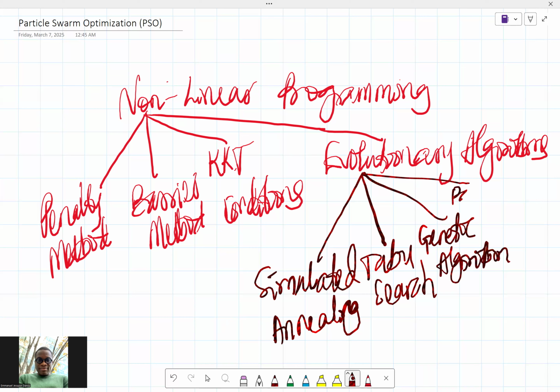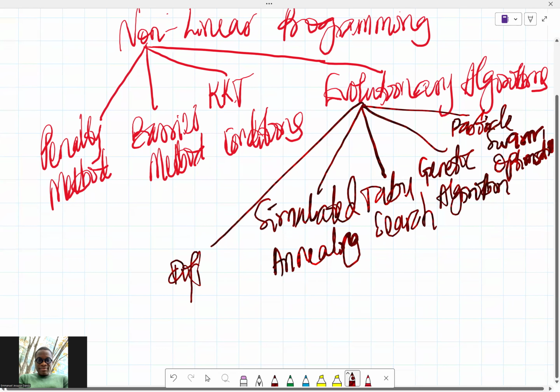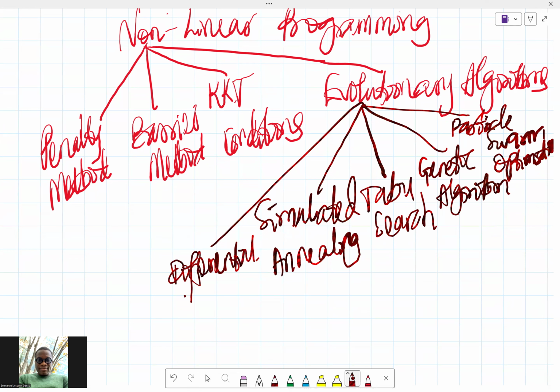Now we're looking at particle swarm optimization. After that, we'll be looking at differential evolution. So those are all evolutionary algorithms.